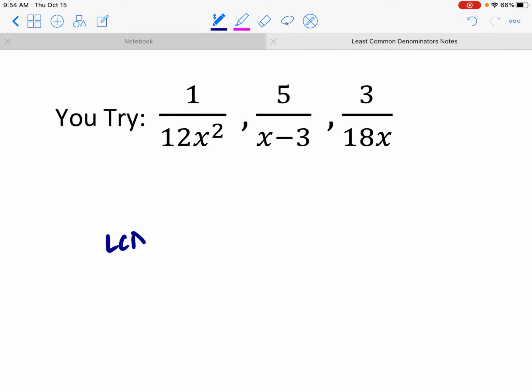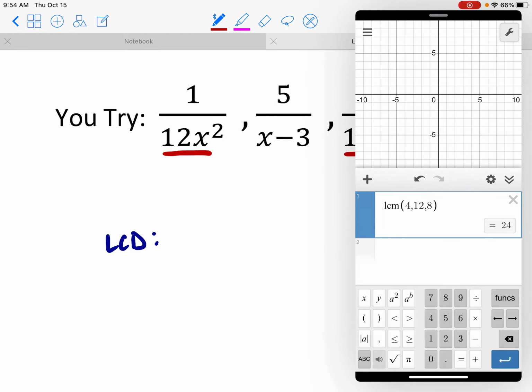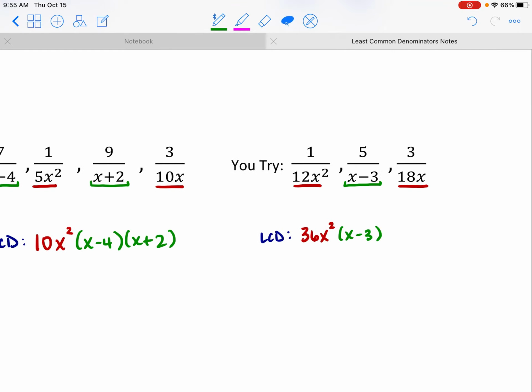So for this least common denominator, we're going to look at these single terms first, the 12x squared and the 18x. And we need the smallest number 12 and 18 go into. Again, if that's tough for you, feel free to rely on your calculator. Let's see, we want 12 and 18, and they're both going to go into 36. So 36, and then we have an x to the 1st and an x squared, so x squared. And then one of each binomial, and we've got an x minus 3 here, which means we need an x minus 3 here. And that's going to be our least common denominator for those denominators.